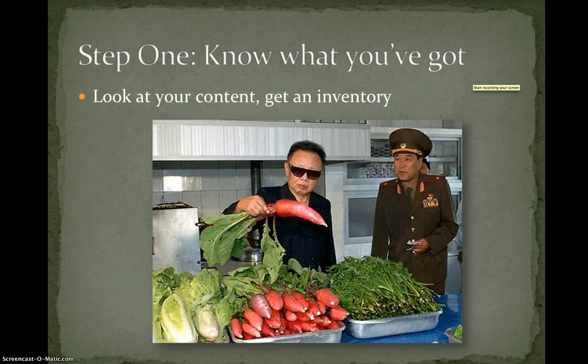So step one, know what you've got. Do a content inventory. What you do with a content inventory, and this appeals to the data geeks in us all, is you look at all of your content. You scope it out, you list it out, and you figure out where these things go. What is the logical bucket of information that a piece of content goes in? Who's the audience? How's it organized? How should it be organized?